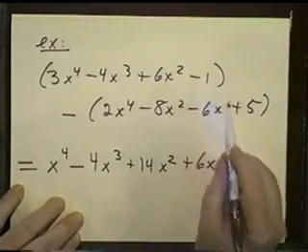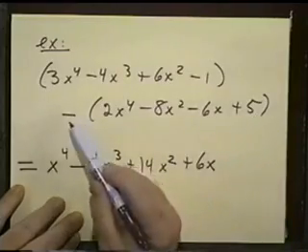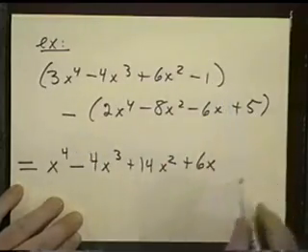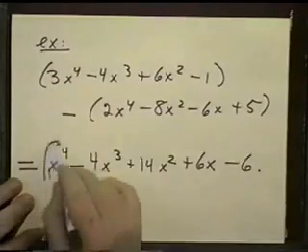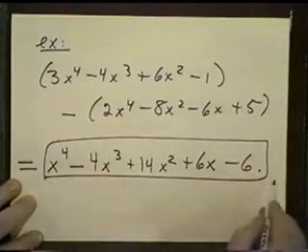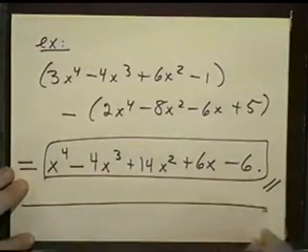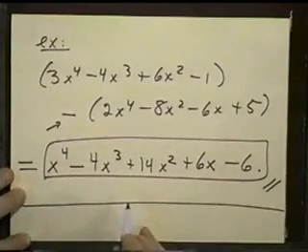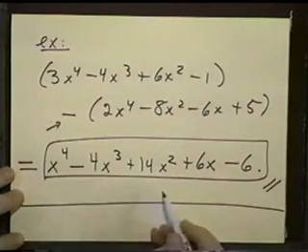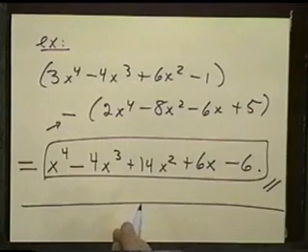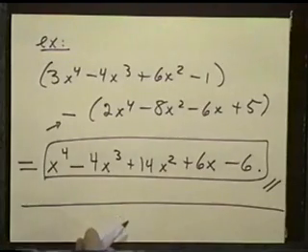Finally, I look at constants, which are the x to the 0 powers. I have a minus 1 above. Here I have a 5 with a minus. So that's minus 5 and minus 1, minus 6. And there I have added these two polynomials. Actually, I've subtracted them, you see. But the addition and subtraction ideas are the same. And now I am finished with adding and subtracting polynomials.